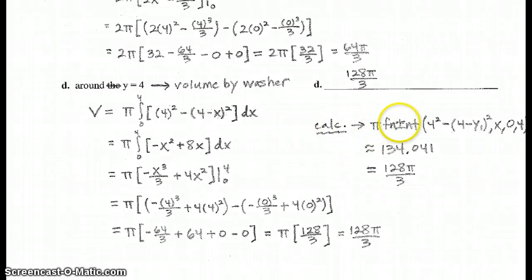Pi times the finite integral of our outer radius squared minus our inner radius squared, comma, with respect to x, comma, from 0, comma, to 4, and we get approximately 134.041, which is equal to 128 pi over 3. One reminder, as this may be one of the last videos you watch before you take the AP test, you'll notice that any approximating that I did in anything involving the calculator, we always approximate to 3 decimal places.